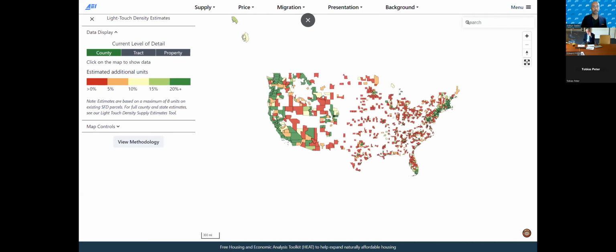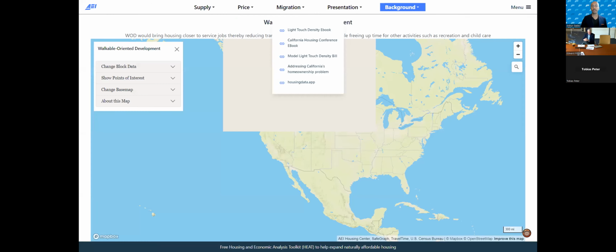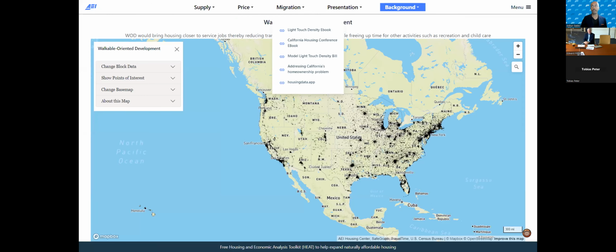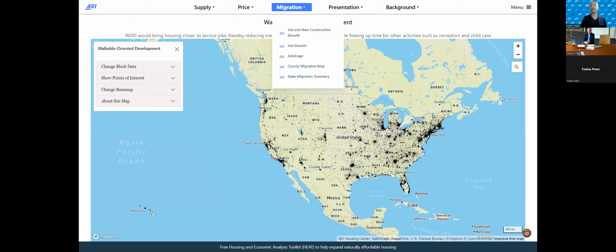But of those, and this is the point about the map we just went over, 130,000, or about 60%, 70% of those units, are in walkable oriented development areas. That's a very high percentage. Nationally, that percentage is only 20 or 25%. But in LA City, it's about 60%. And so that's a big advantage for LA in terms of promoting walkable oriented development and light touch density.